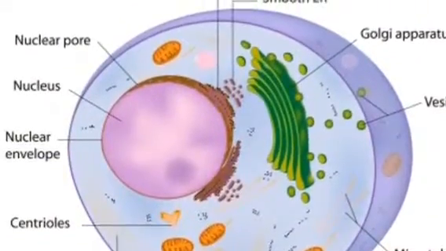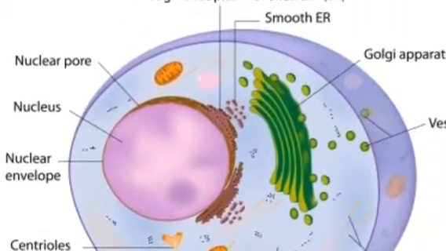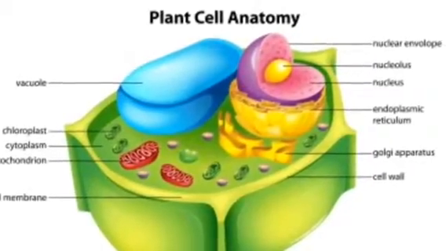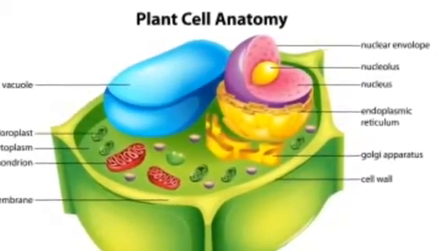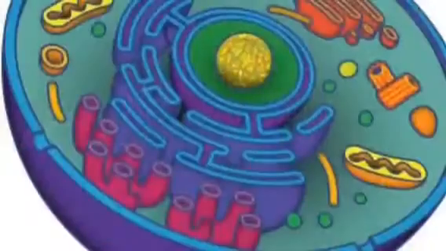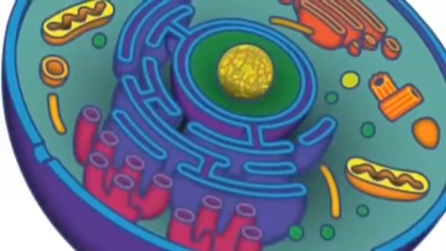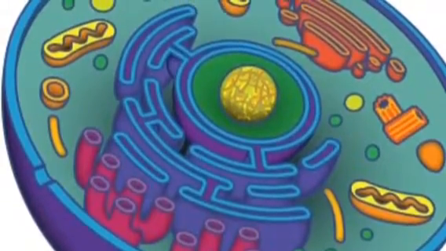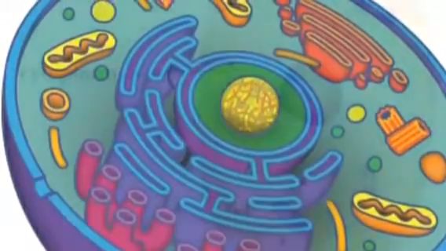Both cytoskeleton and cytoplasm are located in the animal cell, the plant cell, and the bacteria cell. Throughout the cell, the cytoplasm is the fluid portion of the cell outside the nucleus, and the cytoskeleton is located inside of the cell's cytoplasm.